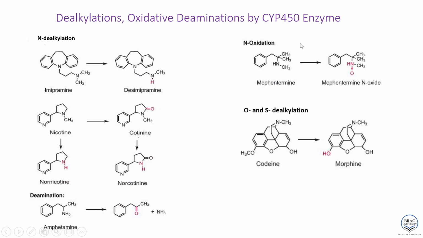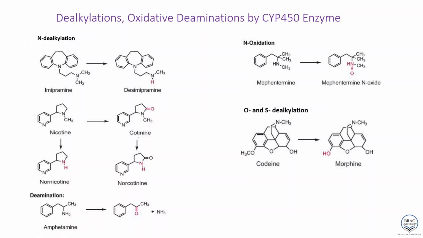And the other oxidation examples are oxidation at O and S positions, resulting in dealkylation. It's like the same as this N-dealkylation, but the position is different, the atom is different, the O atom, oxygen, and sulfur atom. So codeine can be converted into morphine. If you can see this O position is oxidized, this whole OCH3 is replaced by this OH group, and as a result the removal of this CH3 group is dealkylation.